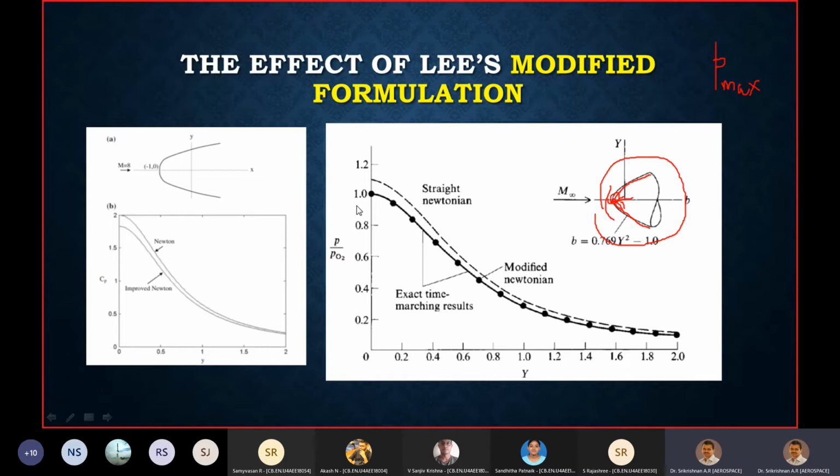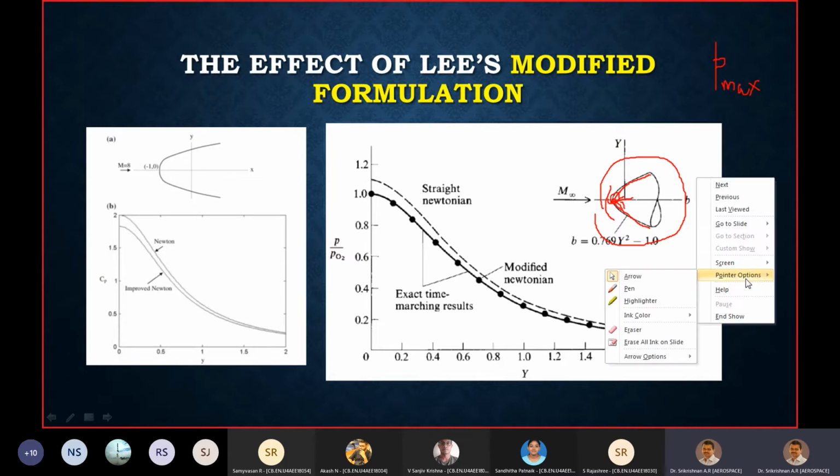So now the importance of this is that it made it closer, particularly in the case of detached shocks, because otherwise we will have a value which will be under predicted in the case of detached shocks. So this is called Lee's modification. Now let's see how it works actually. Please look at the graph.